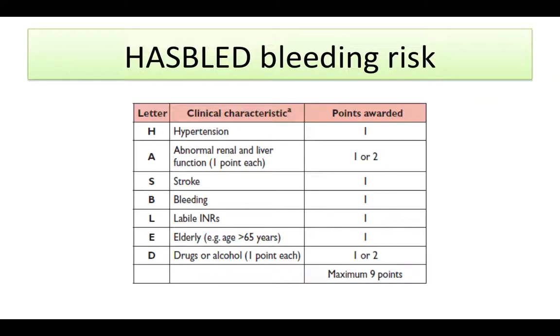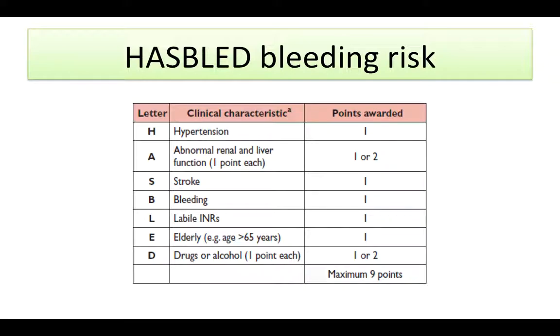Now, talking about bleeding, obviously that's one of the main complications of long-term anticoagulation, and one of the tools that we can use to assess the patient's bleeding risk is the HAS-BLED, and it's quite a useful tool. It's got a number of points. Each of these points constitutes a risk factor for increasing your bleeding risk. So, for example, you've got hypertension, or if you've got labile INRs, or if you're taking certain drugs that increase your bleeding risk, like non-steroidal anti-inflammatories, for example.